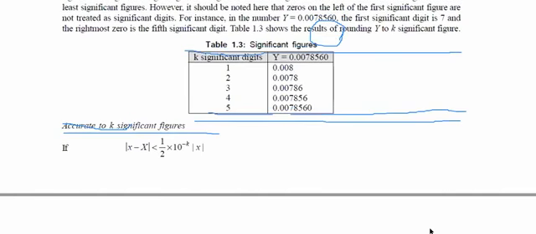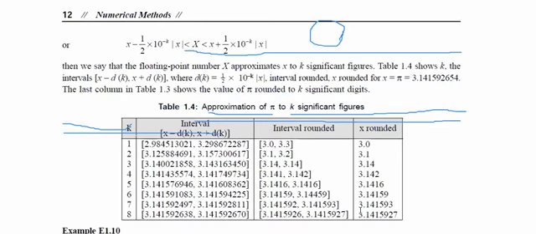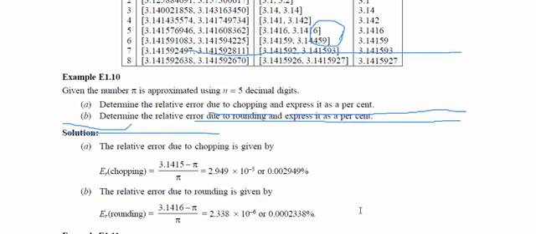So similarly, they have given an example of the interval. You can look at here. Take this example: the number pi is approximated using n is equal to 5 decimal digits. Find the relative error due to chopping and express it as a percent. The relative error due to chopping is given by, look at here, (3.14 minus pi) upon pi. This is equal to 2.949 times 10 to the power minus 5, or this one.